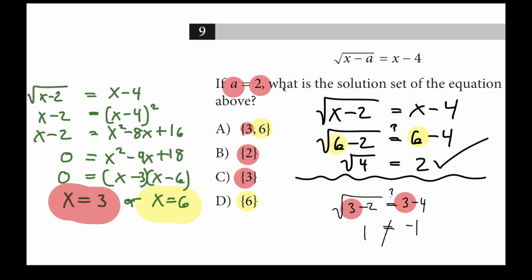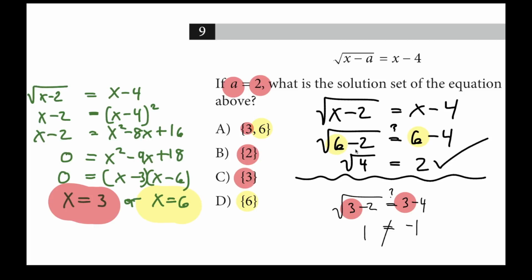If a equals 2, what is the solution instead of the equation above? Well, you might think that 2 is the answer, and it's not. You might think that 3 is the answer because over here, if you try and plug 3 back in, it won't work. But what will work is if you start off, you plug a back into here, and you can guess and check. Really, it's just 2s and 3s and 6s, so you might as well check all 3 of them.